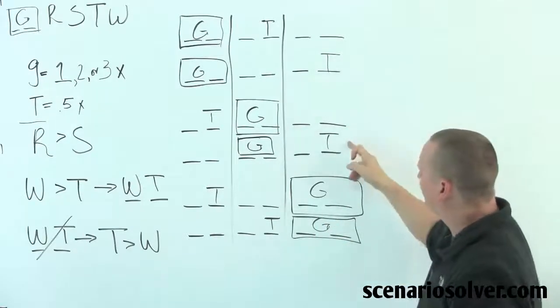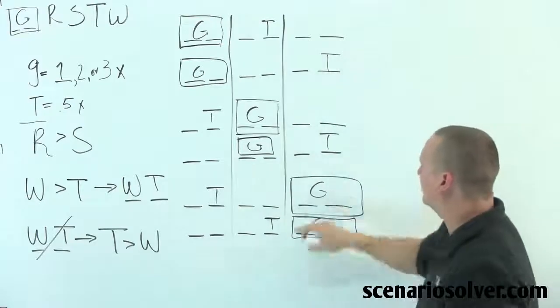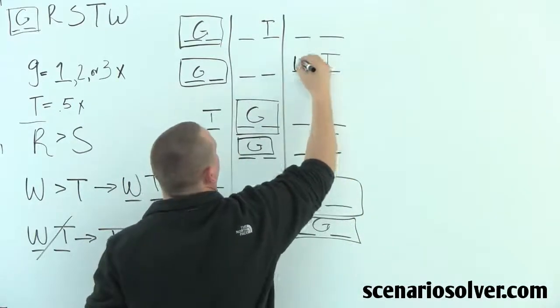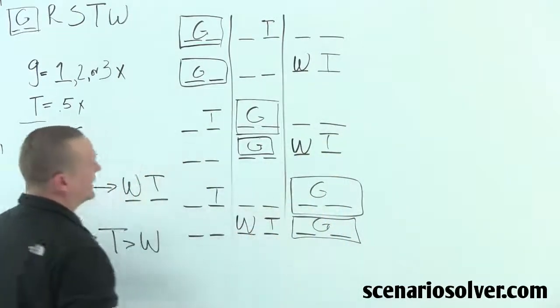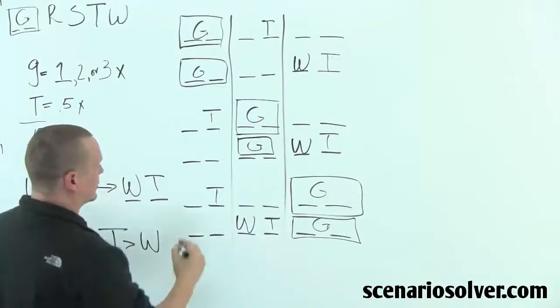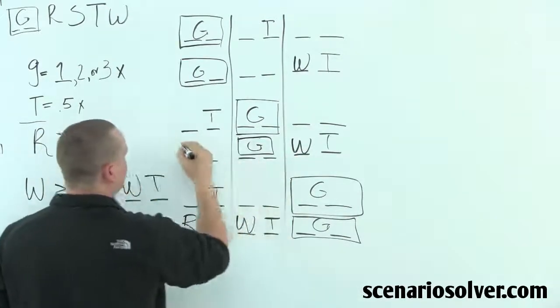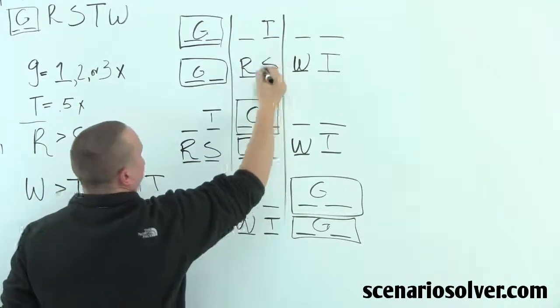And it happens here, here, and here. No matter what happens, W will always be before T in these examples. So we place W immediately before T here, here, and here. Okay, and then we can just fill these out. We also know that R is before S. So that's done. This is done. And this is done.